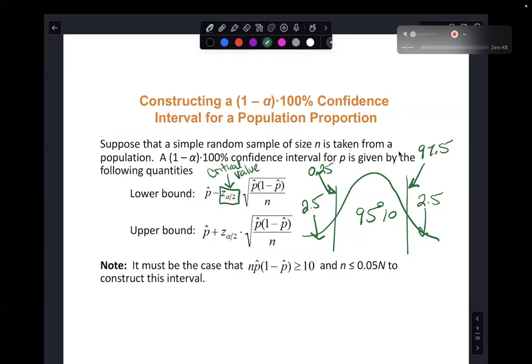So I need to find the Z score that goes with the 97.5% mark. That's where my critical value is going to be. Then I multiply that by the standard deviation, which gives me the margin of error. Once I'm doing this with numbers, it's going to make a lot more sense. So let's do one of those examples.